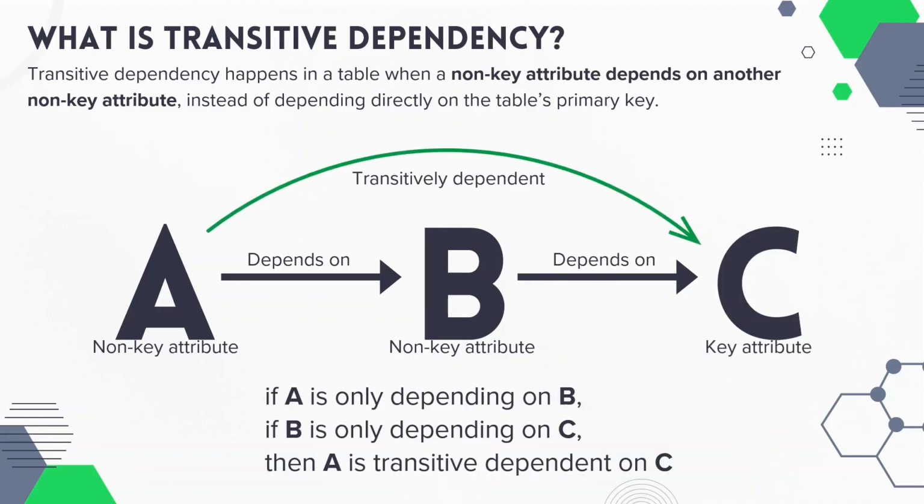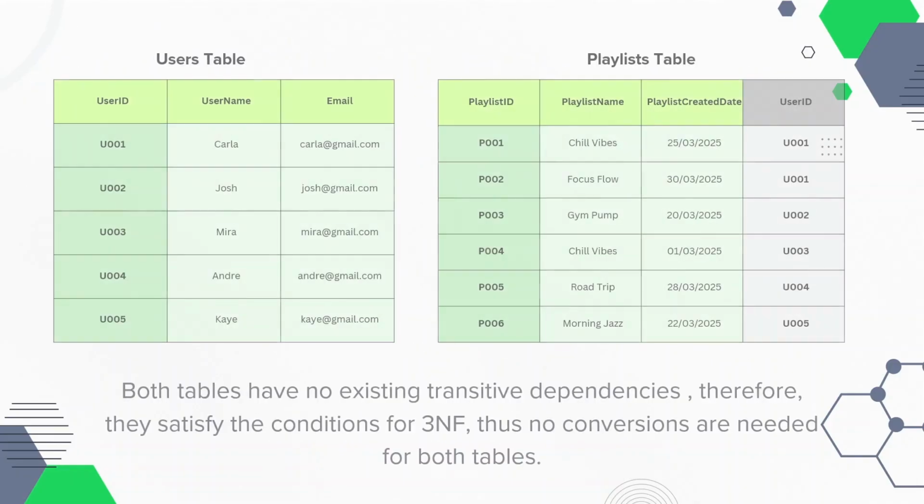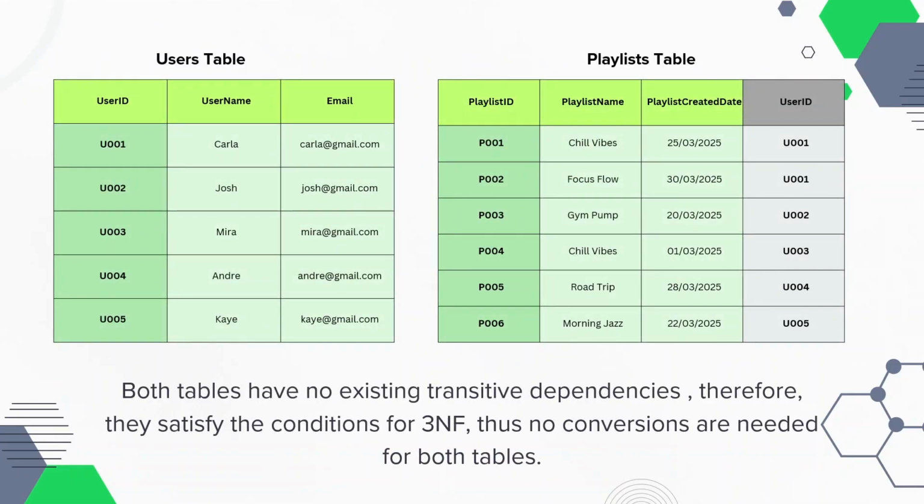As we can see here, non-key attribute A depends on non-key attribute B, and non-key attribute B depends on the key attribute C, which makes non-key attribute A transitively dependent on key attribute C. Here in this slide, both tables have no transitive dependencies, therefore they satisfy the conditions for 3NF, thus no conversions are needed for both tables.